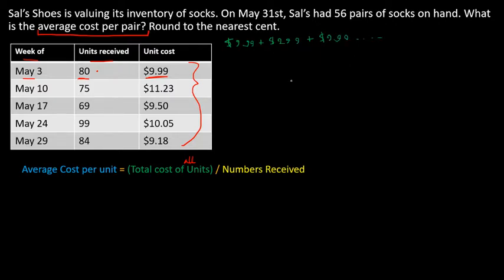I could write that out 80 times, but of course it's much faster just to write out 80 times $9.99. So this is representing the cost of each of those 80 units. But that's just for May 3rd, right?